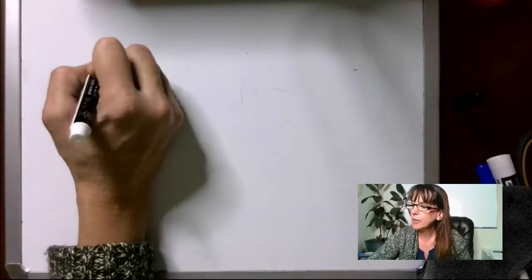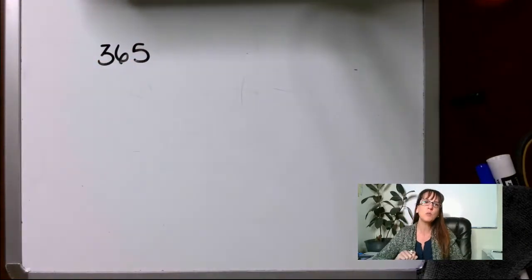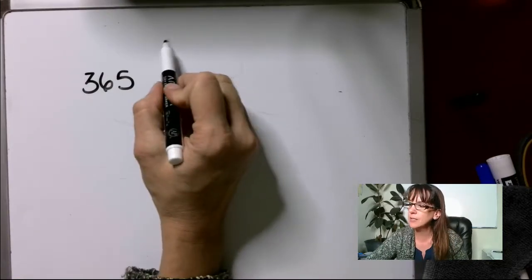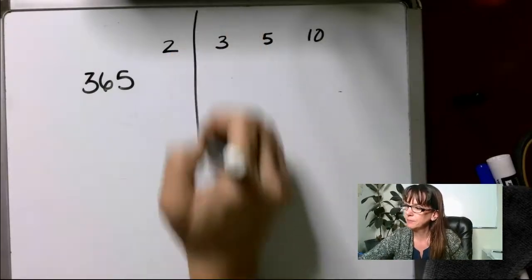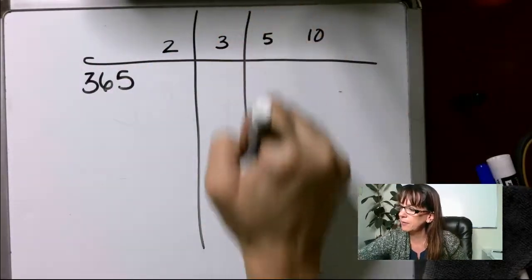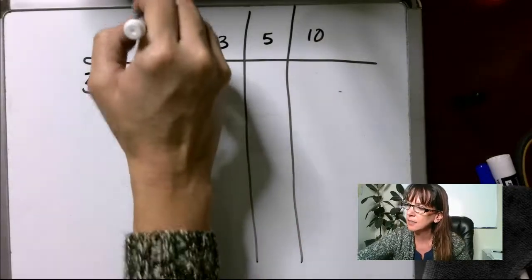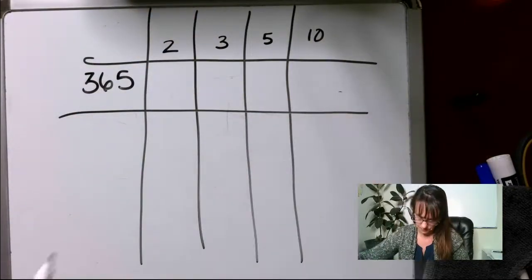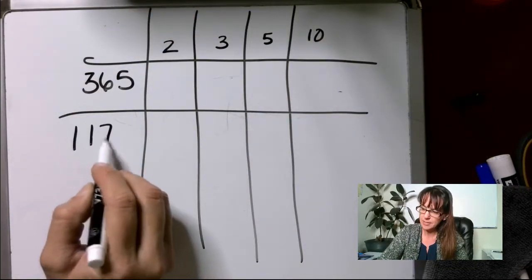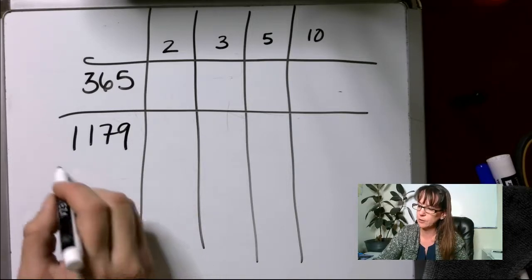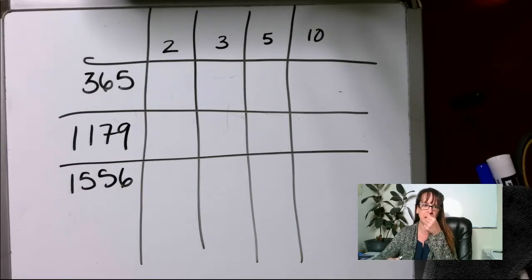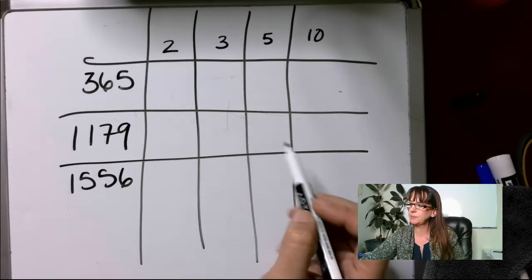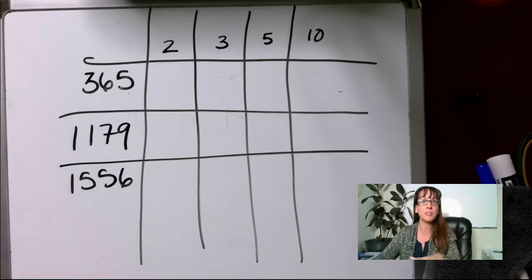Let's talk about 365. What I want you to do is check 2, 3, 5, and 10, and give yourself a little test here. If you think you know these, I want you to draw this table just like I've done. Make sure you're drawing it in your notes. And you're going to give yourself a test. You can pause the video if you want and try those and see if you get it right.